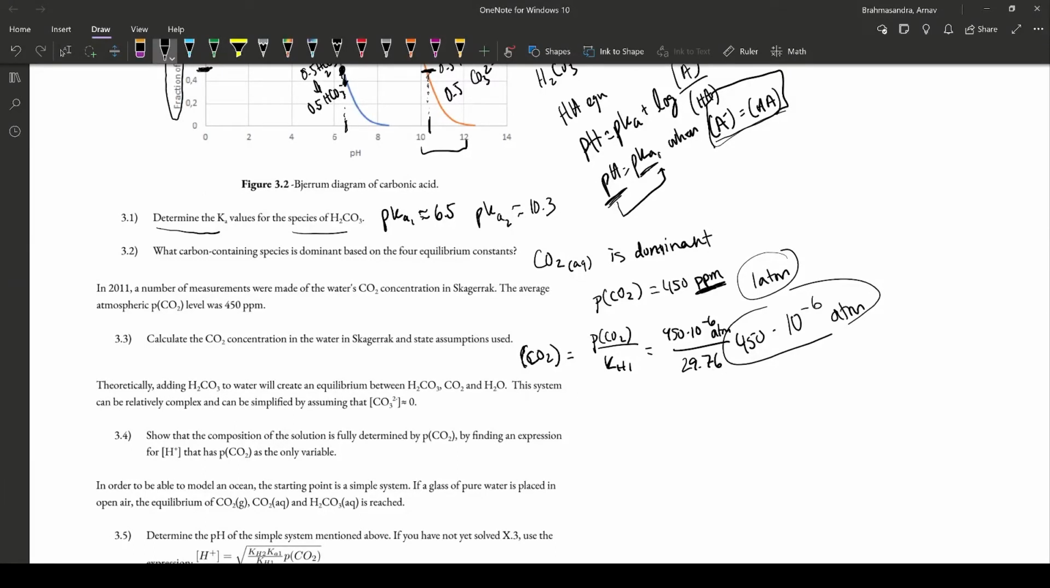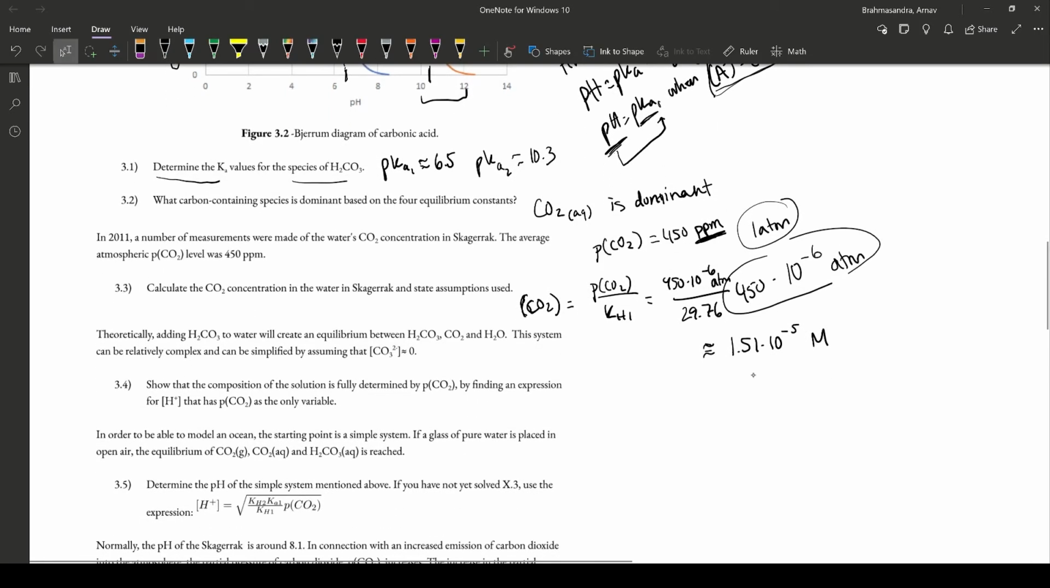And if you do all this math, you'll get that this ends up being about 1.51 times 10 to the negative 5. So this is what you'll get for your concentration of CO2, in molar, obviously. So here we go. That's our answer for 3.3. And it also asks us to state the assumptions used. So what assumptions did we use?